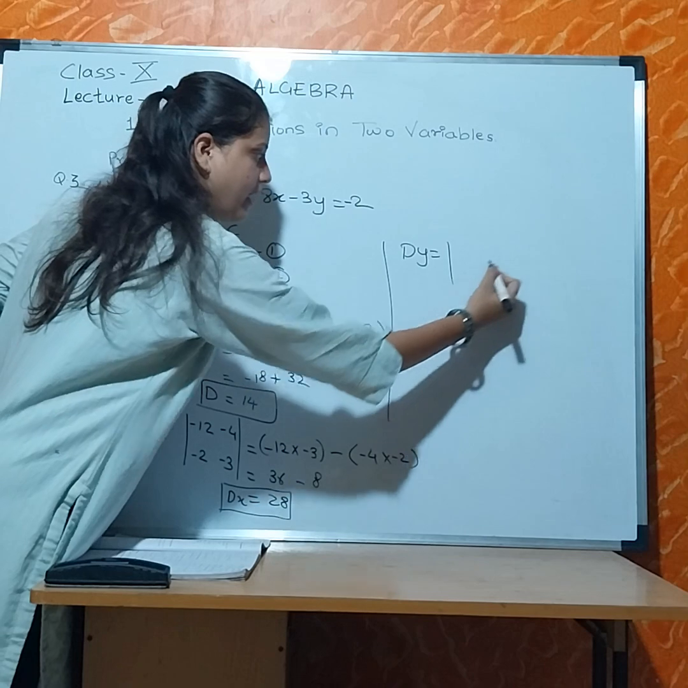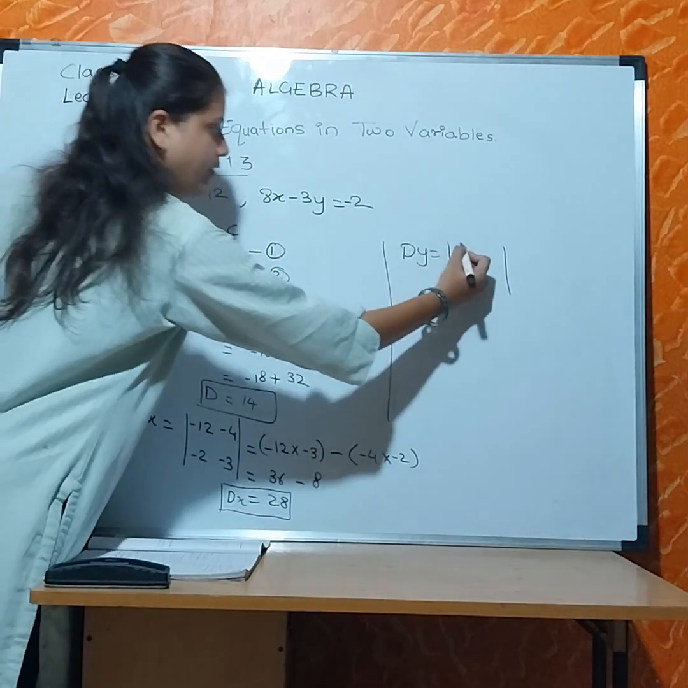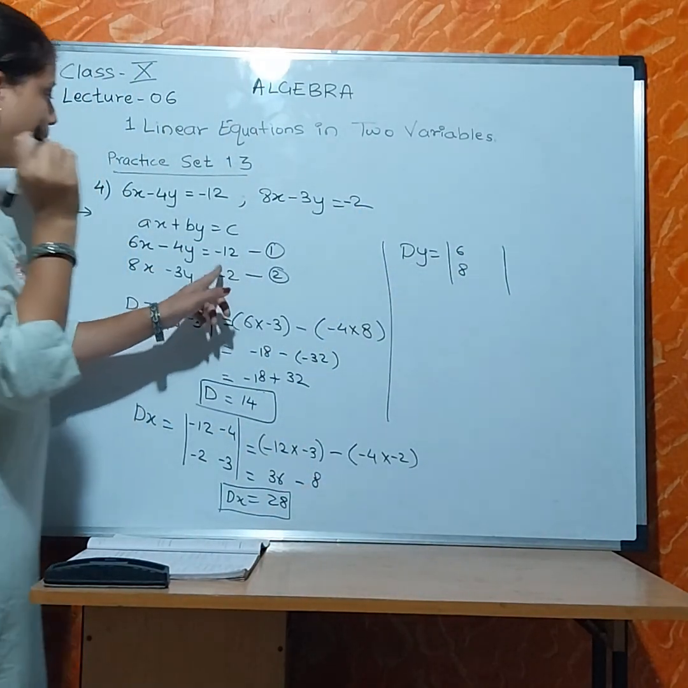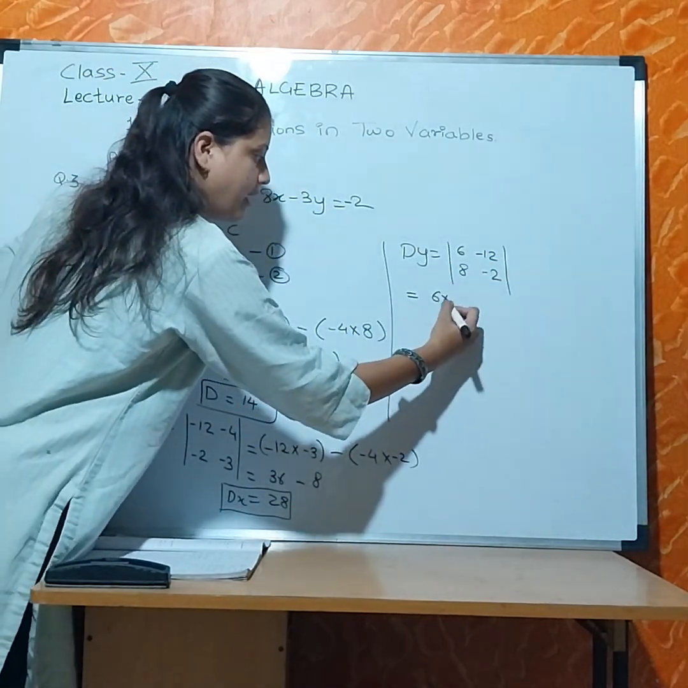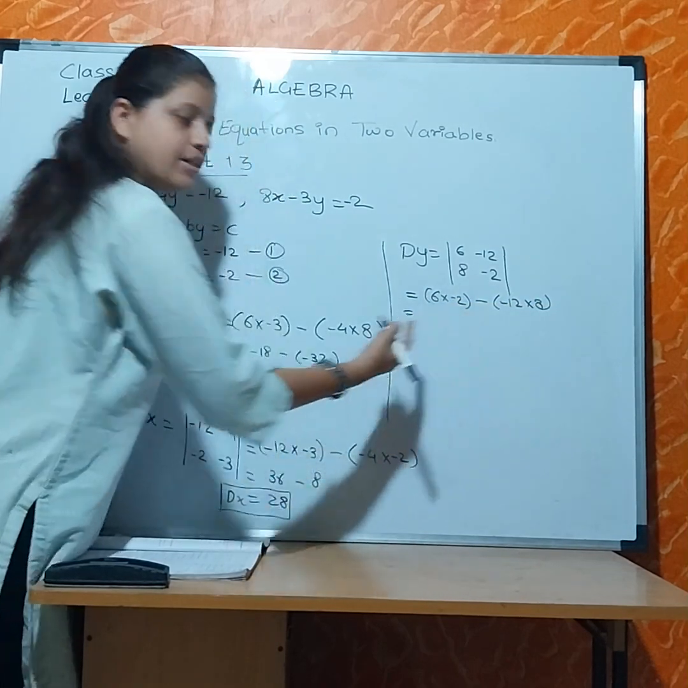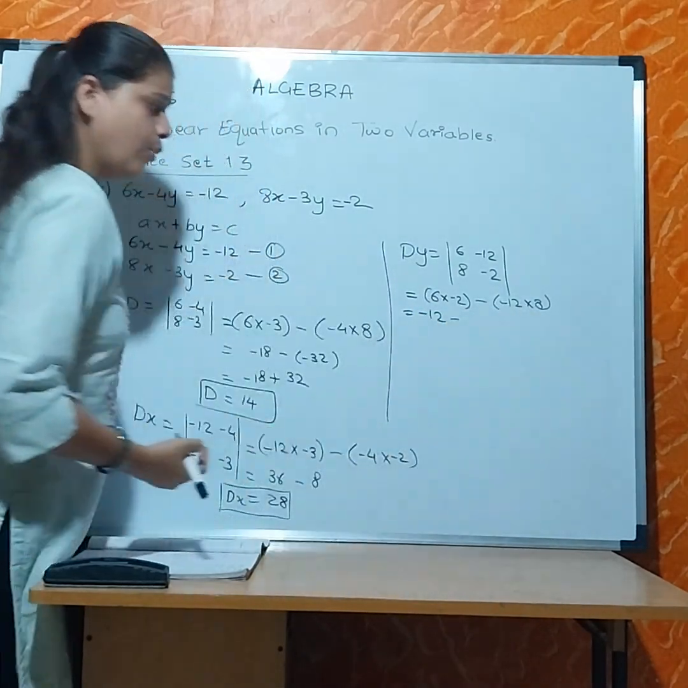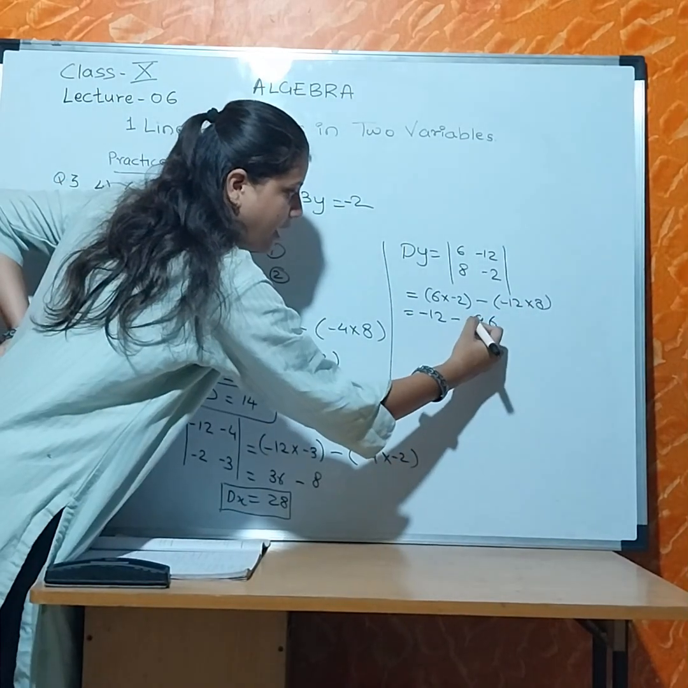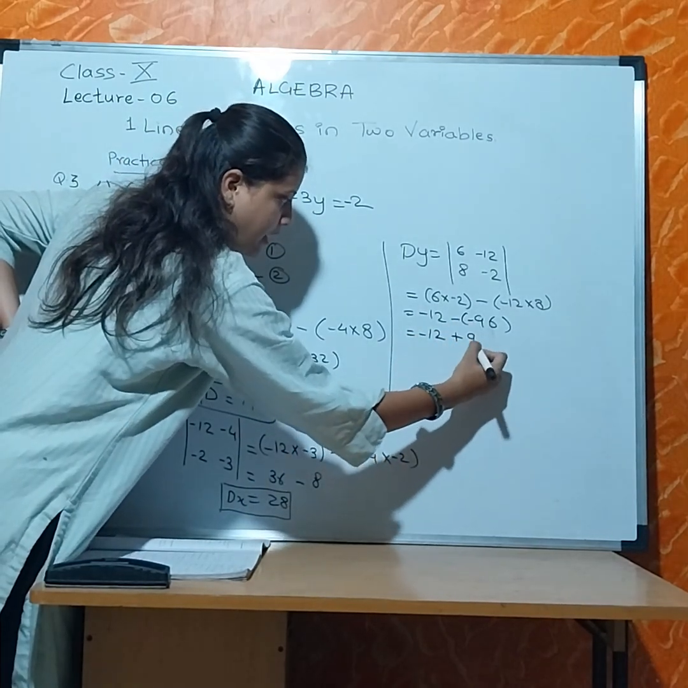Now we have to find the value of dy. To find the value of dy, we need to put the first coefficient of x as it is. So 6 and 8. And in place of y, we have to put the value of c. So minus 12 and minus 2. To solve this, 6 into minus 2 minus minus 12 into 8. So 6 2s are 12 plus minus it is minus. Minus minus 12 8s are 96 and minus plus becomes minus. So minus 12 minus minus plus 96.